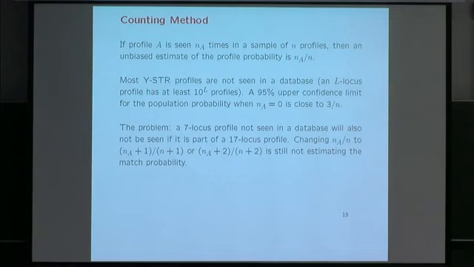This is Charles Brenner's point. Changing the simple proportion by adding the profile once or twice is not changing that situation, and it's still not giving us a match probability. So I don't think this is a very useful way of proceeding.